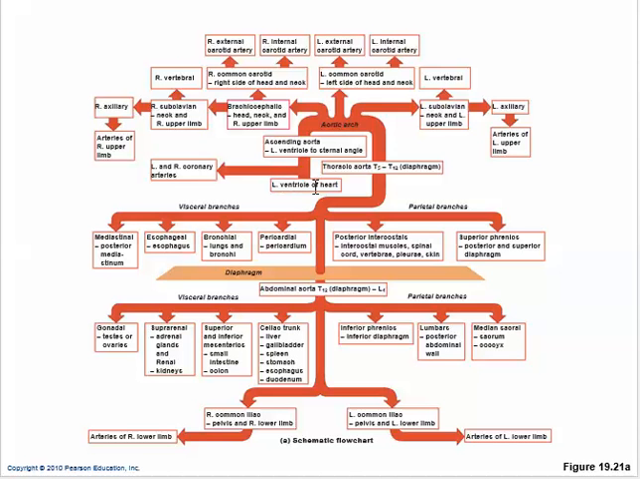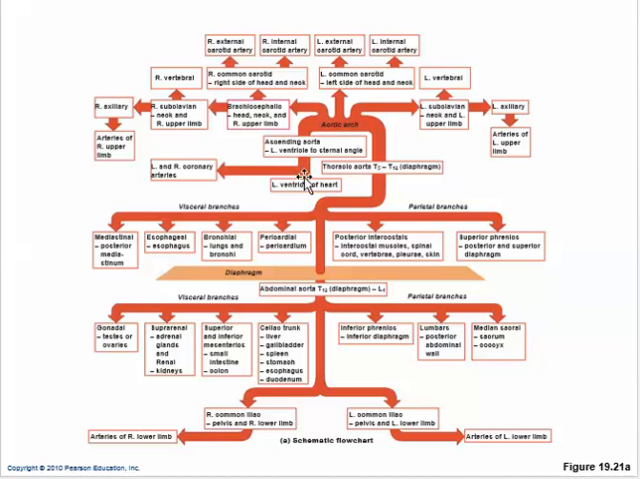So the aorta comes out of the left ventricle of the heart, and it moves superiorly, and then it arches and then comes down the left side of the spine through the thorax and the abdomen. So we call the aorta the ascending aorta, the arch of the aorta, the thoracic aorta, and then when it passes through the diaphragm, the abdominal aorta. That's the major supply of systemic blood everywhere.